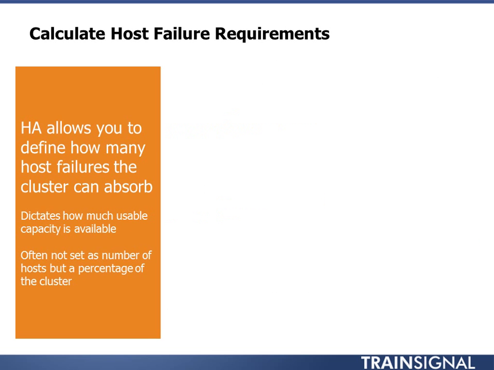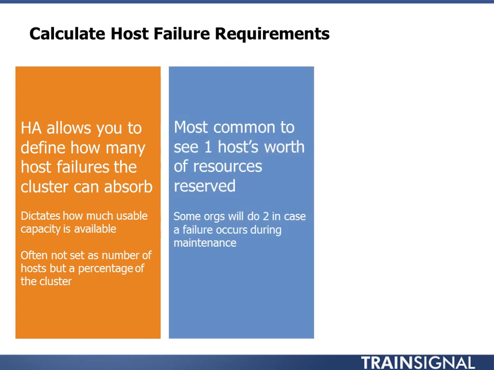So let's talk about how you calculate host failure requirements, because the last thing I want to see you do is spin up a cluster with 8 nodes, fill all those 8 nodes up to 90%, think you're getting great ROI, and then you lose a host one day and wonder why HA doesn't restart all your VMs. So HA allows you to define how many host failures the cluster can absorb, and that dictates how much usable capacity is available. And it's often not set as a number of hosts, but I prefer it to be set as a percentage of the cluster.